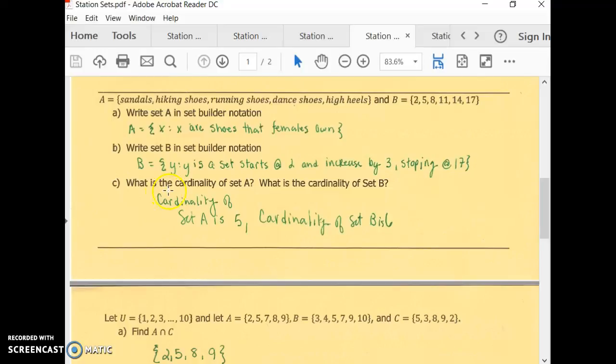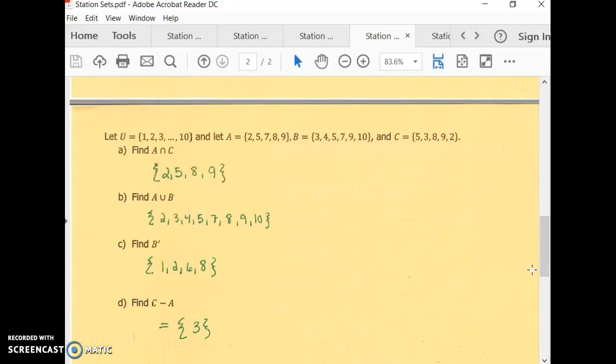What's the cardinality of set A? Set A has 1, 2, 3, 4, 5. Cardinality of set B is 6 because I got 1, 2, 3, 4, 5, 6. Then I flip it over to the back side and I do problems. A intersection C.